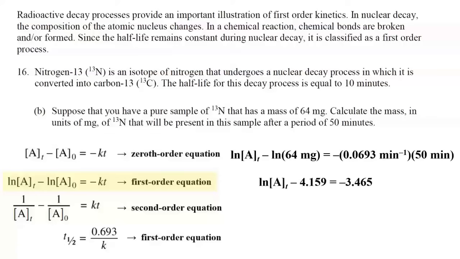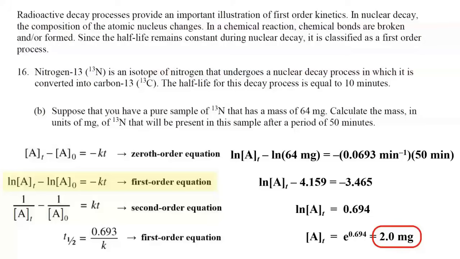Now, when I do this math, I get that the natural log of the amount present at time t is equal to 0.694. So the opposite of natural log would be e to the x. I'm going to do e raised to the 0.694 on my calculator, and I get 2 milligrams. So it was nice that I could get the same answer whether I just divided by 2 5 times in a row, or I used the natural log equation from the equation sheet.